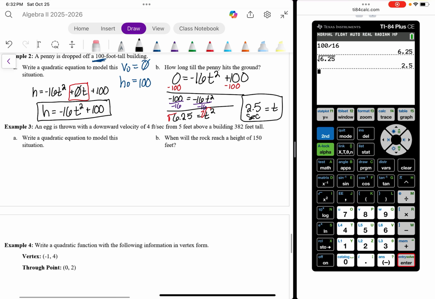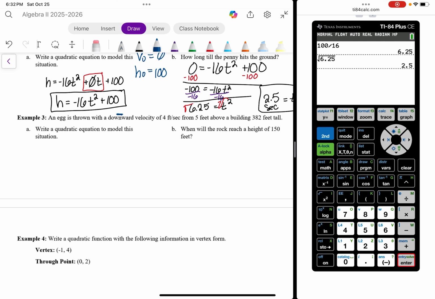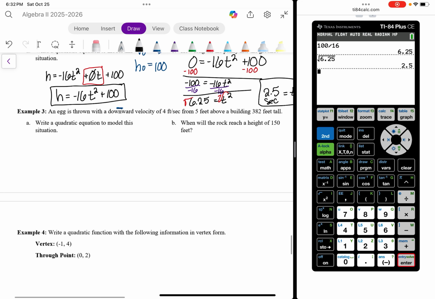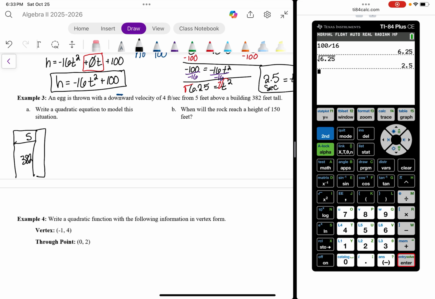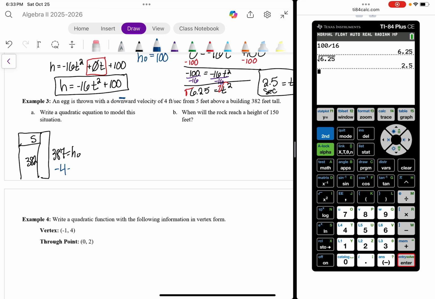Okay, our next question is very similar. It says an egg is thrown with a downward velocity, so that means we have a negative velocity of 4 feet per second from 5 feet above a building 382 feet tall. This one was 382 feet, and we threw it from 5 feet above it, so that total height is going to be 387. That is our starting height. And we said it had a downward velocity of 4, so that is our initial velocity.